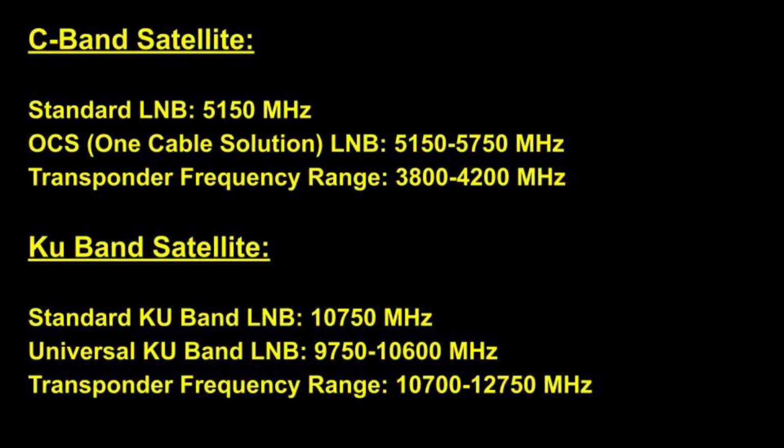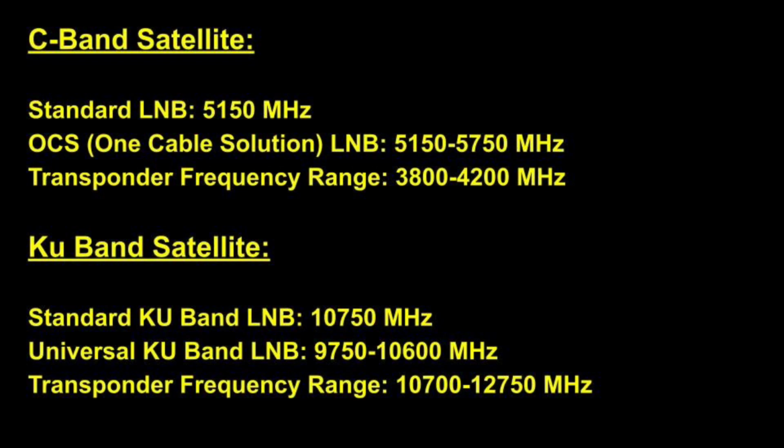So your receiver is expecting the transponder frequency that you enter to be within a certain range for each band of satellite. If you're entering a C-band satellite transponder, then you're using probably one of two types of LNBs, either a standard C-band LNB, which has a local oscillating frequency of 5150, or a one cable solution which has the dual oscillating frequency like I showed you in the video. Your transponder frequency has to be somewhere between 3800 and 4200 megahertz.